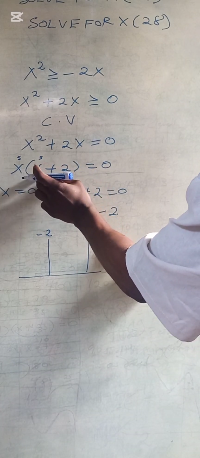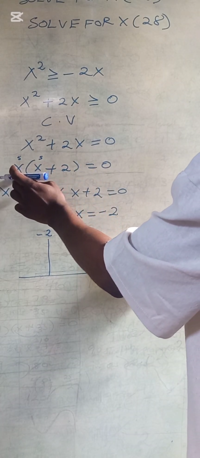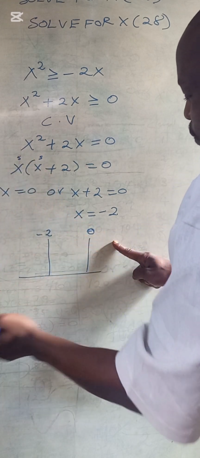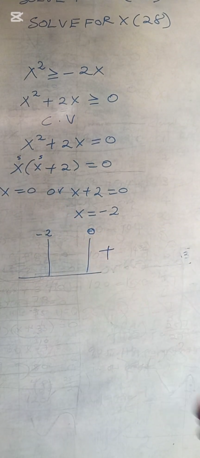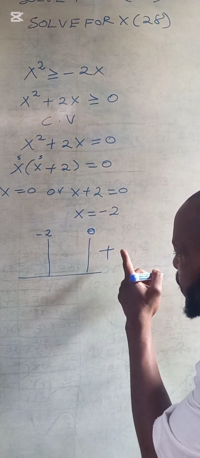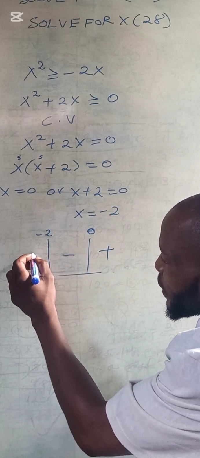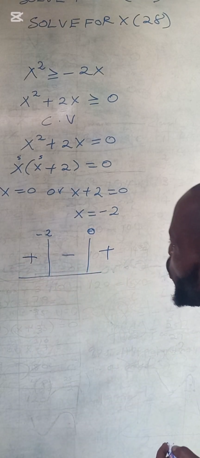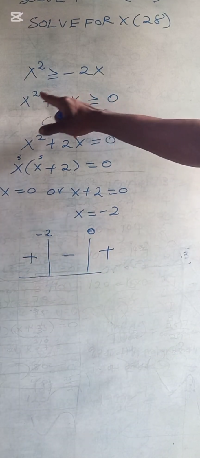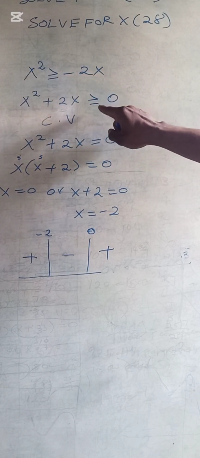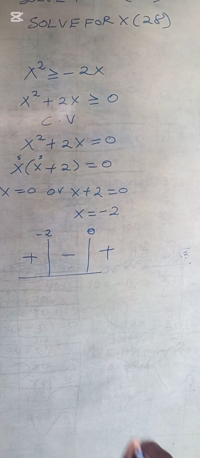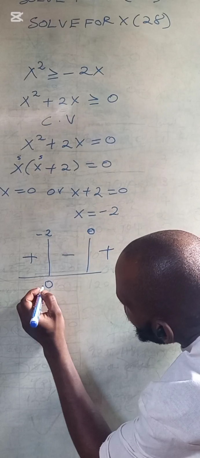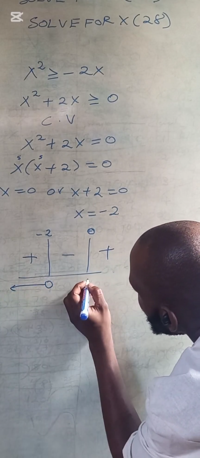So 5 plus 2 will be 7. 7 by 5 is positive by positive. It will be positive. We said the signs alternate. If this is positive, this will be negative. This will also be positive, right? We are looking for values that will make this thing greater or equal to 0. Numbers that are greater than 0 are positive. So our solutions go there.